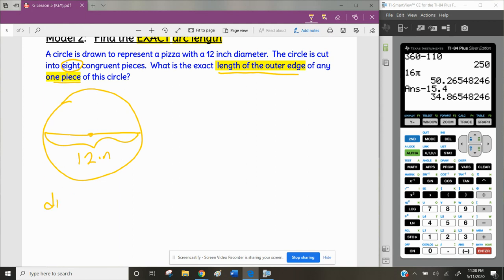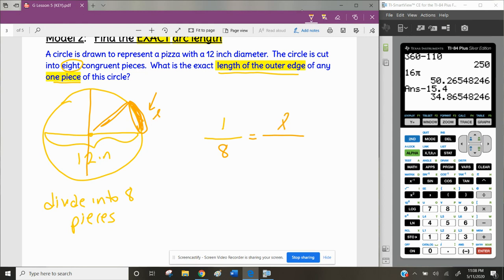All right, so we're going to divide into 8 pieces. That means if I were to take this full 360 degrees, I would divide it into 8 pieces to find out how much that degree measure is. But really, I want my piece of my pizza. Here's my piece. I want to know how long this is right here. That would be 1/8 of the circle, so I would have 1/8 of the degrees in a circle. So the piece that I'm looking for, the length of the outer edge, the crust, that would be 1 out of 8 full pieces for that circle.